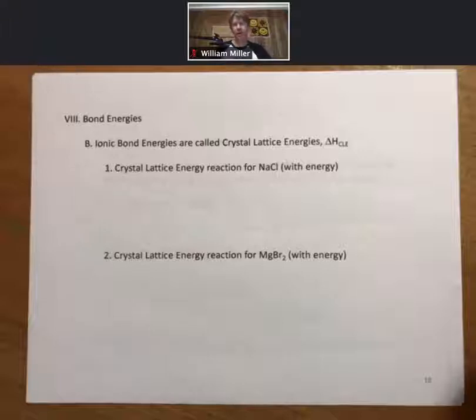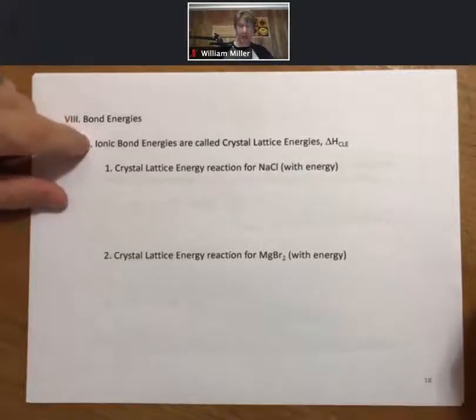Now that we've learned how to put some molecules together, let's learn to take them apart again and put them back together again. And the energy is going along with that. So we're going to talk about bond energies. And again, there are only two types of bonds in this course, ionic and covalent bonds.